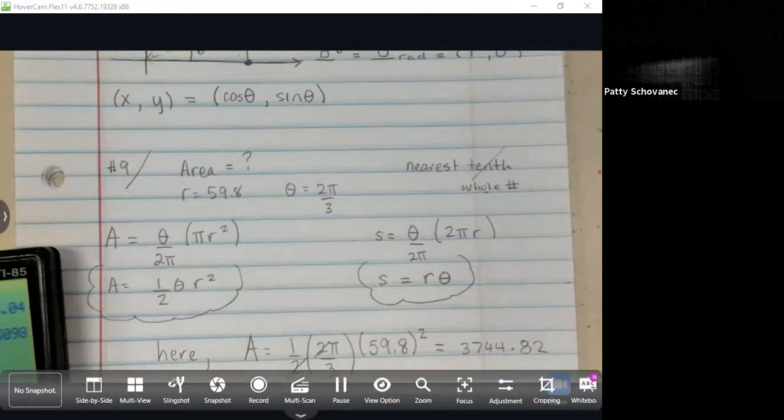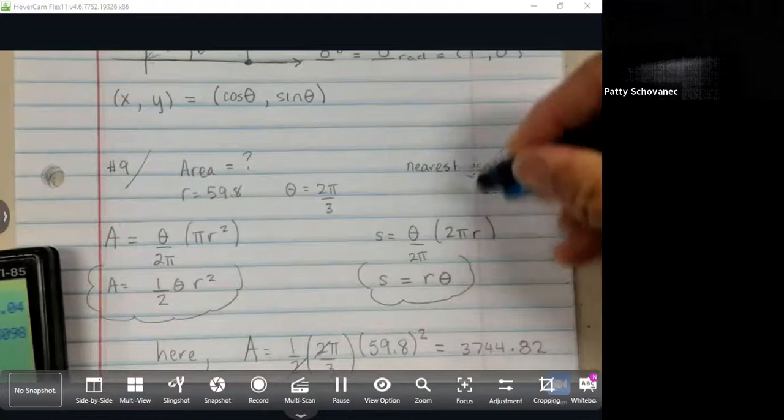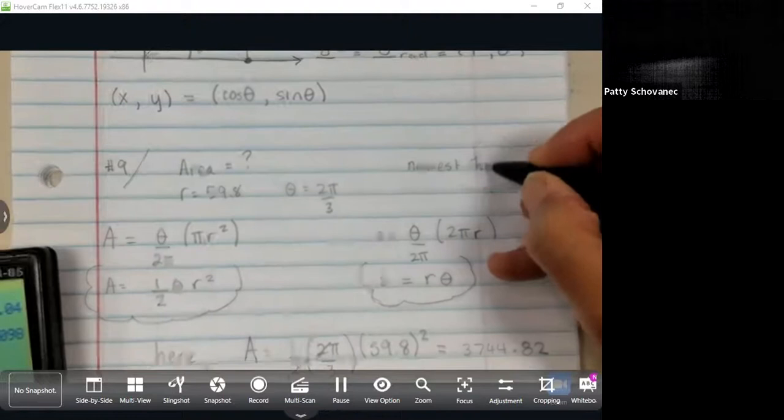There we go. So let's not go to the nearest whole number. Let's go to the nearest hundredth. That's what you get to do with these things. Don't listen to what it's telling you to do. Just keep entering more decimals.